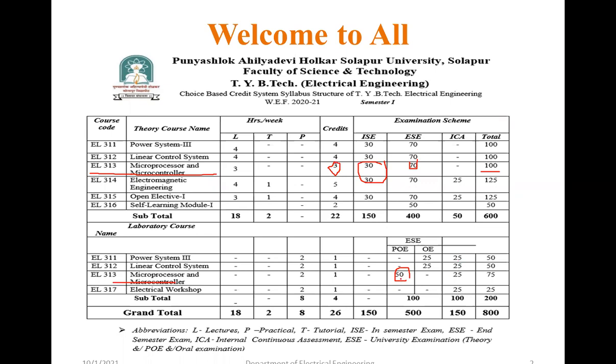Okay. In that case, the practical oral is 50 marks, and the internal control assessment is 25. So 75 is the total. So our subject strength is 175. So the total marks of our subject is 175. This is the microprocessor and microcontroller subject.